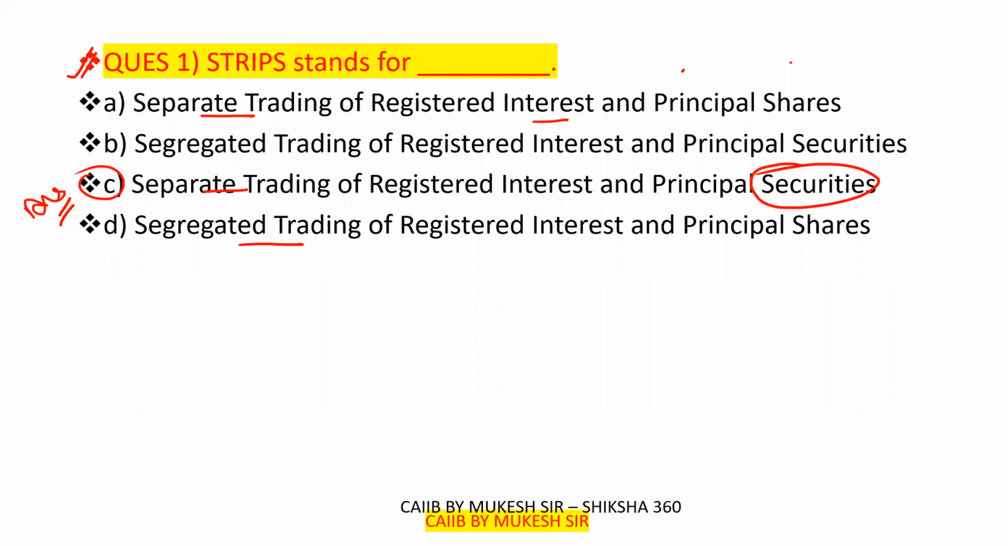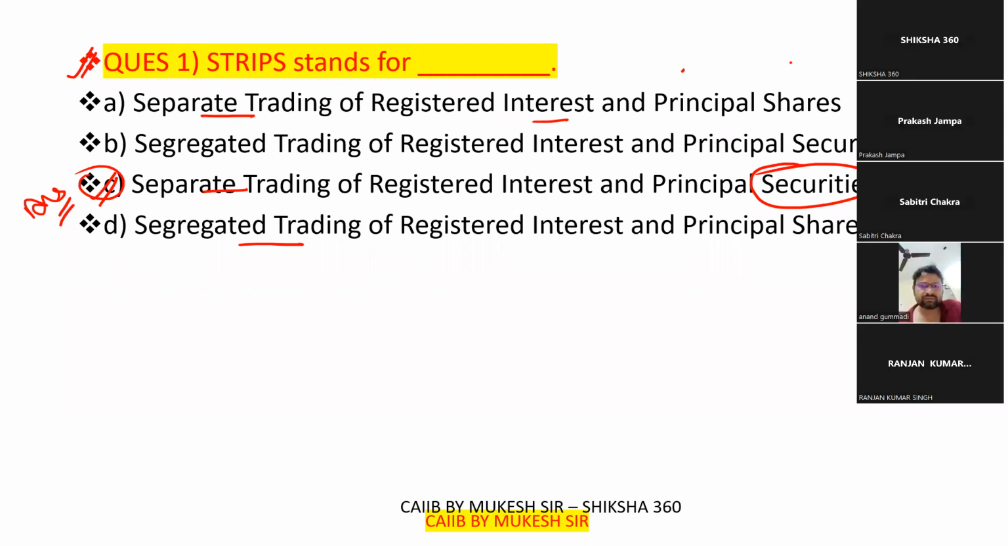What is the correct answer in that question? Option C is the correct answer here, that is the separate trading of registered interest and principal securities. I request all of you, please go through these questions very carefully. Now move to the next question.